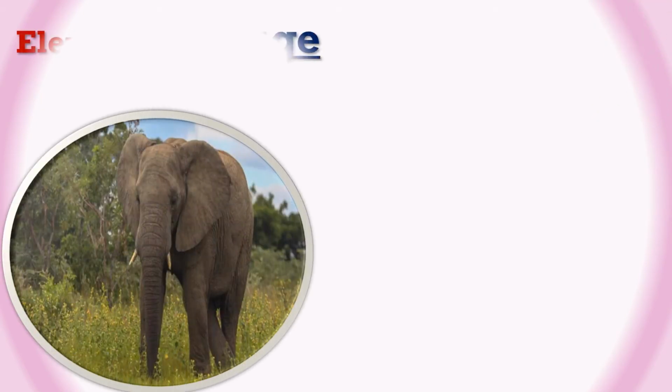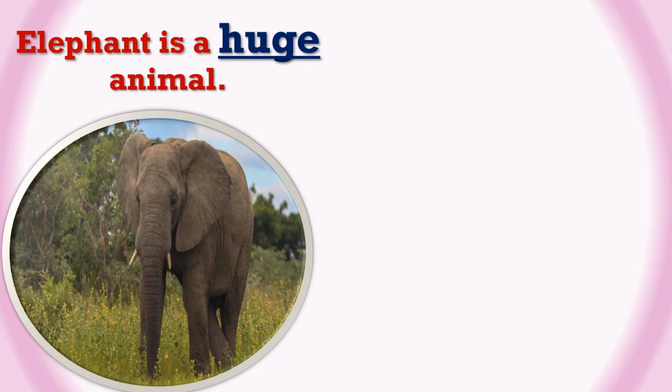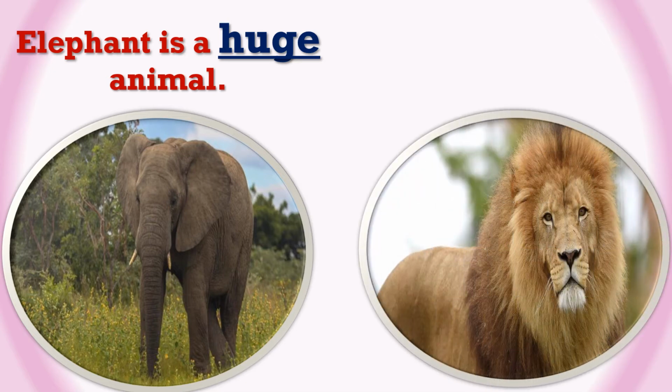The next one, look at the picture. Elephant is a huge animal. Huge animal, in the sense it is mentioning the huge. It is an adjective word here because elephant oda size பத்தி நாம சொல்றோம், right?